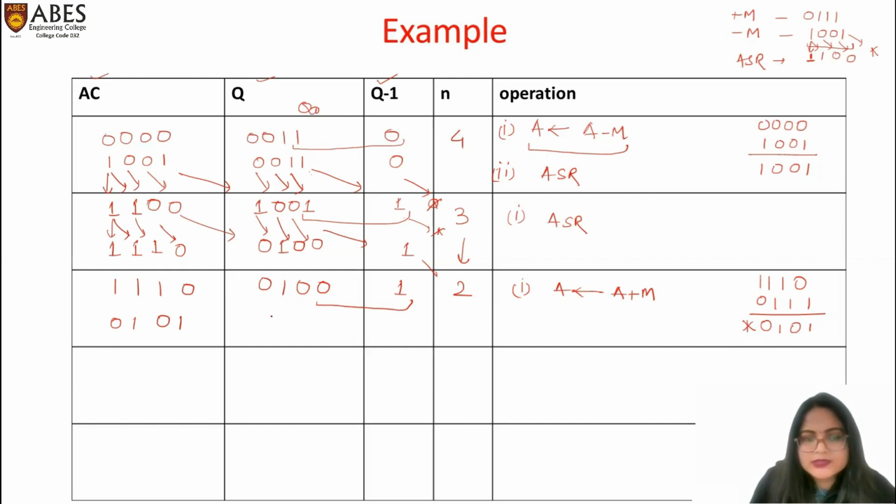The value of Q will remain same, that is 0, 1, 0, 0. The Q minus 1 will be also same. Now the second operation is ASR, that is being performed after each operation.